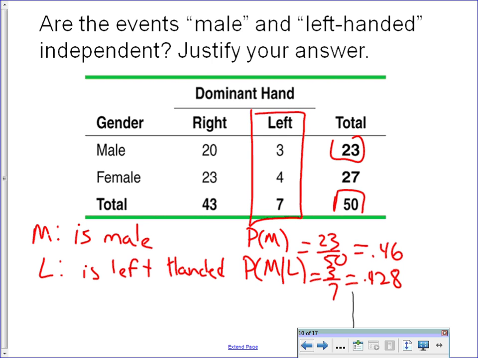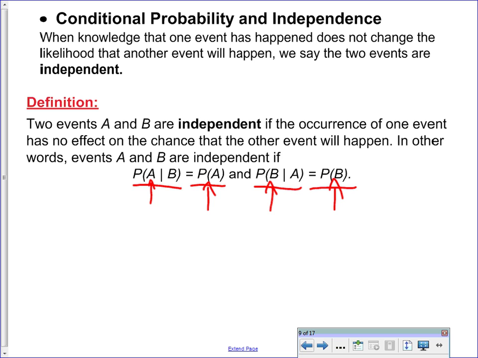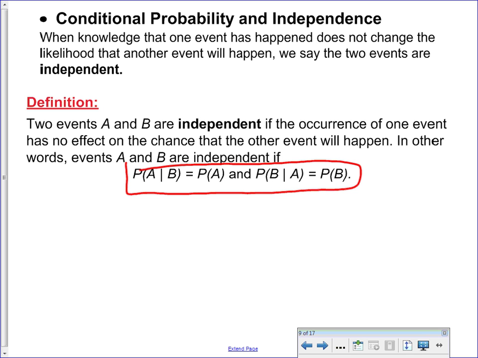Because remember, coming back, both of these need to be true for the independence. To disprove independence, we only need to show that one of these is not equal, and the whole thing breaks down.